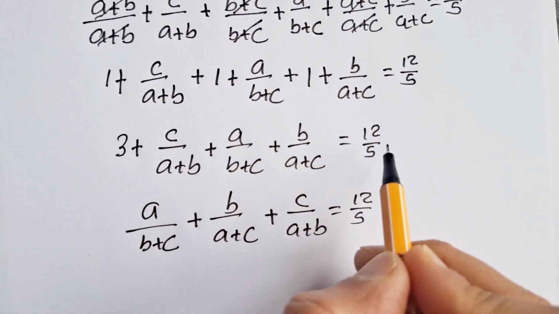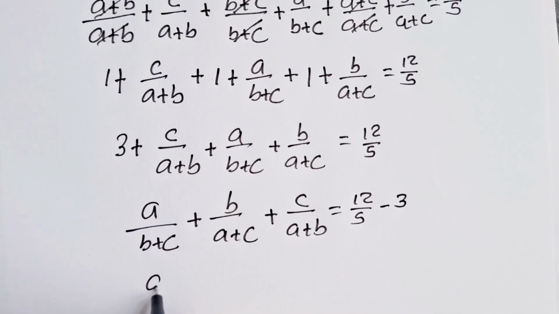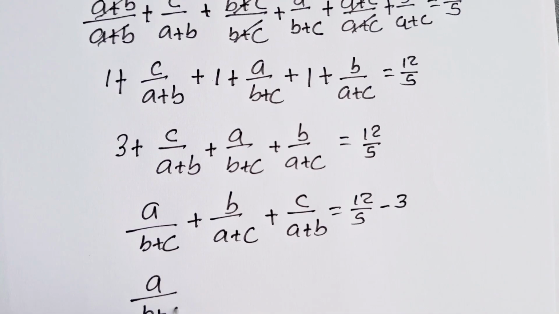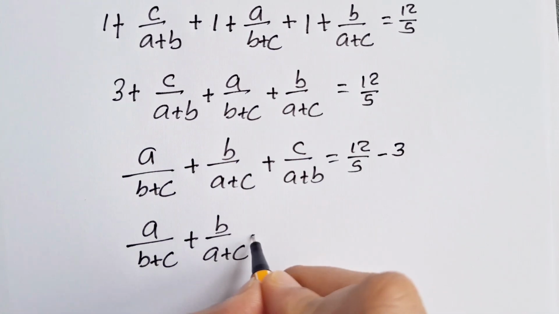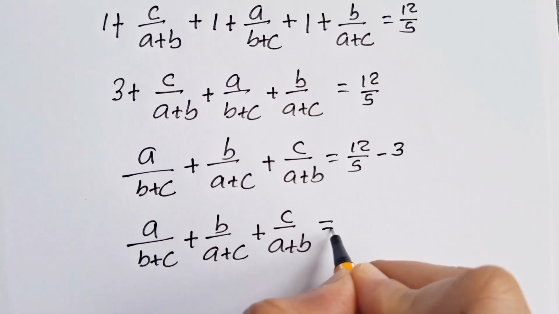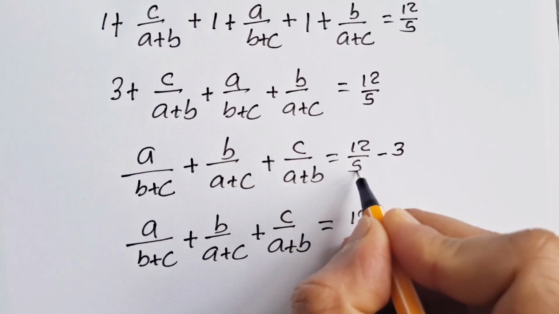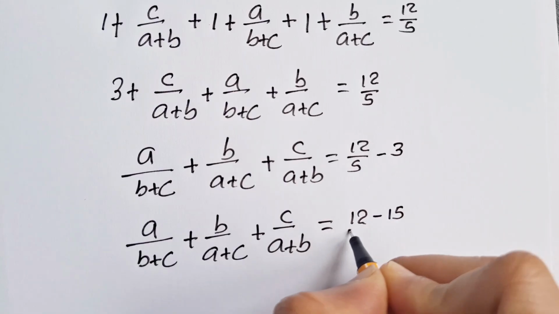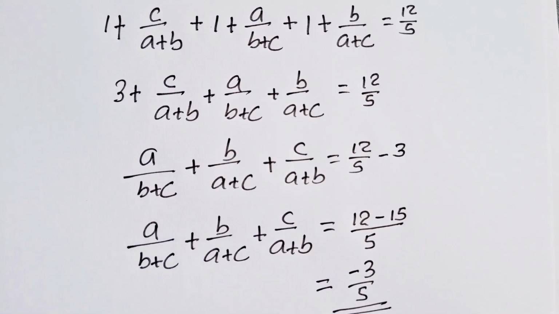This plus 3 is going to this side, so it will become minus 3. So the final answer is a over b plus c plus b over a plus c plus c over a plus b equals, I'm going to simplify this, 12 minus 5 times 3, 15, over 5, equals minus 3 over 5. That is our final answer.